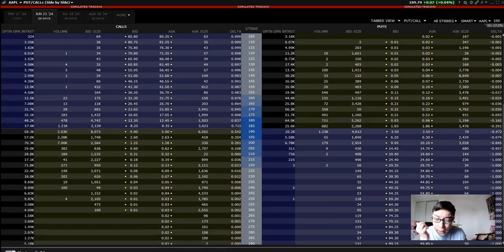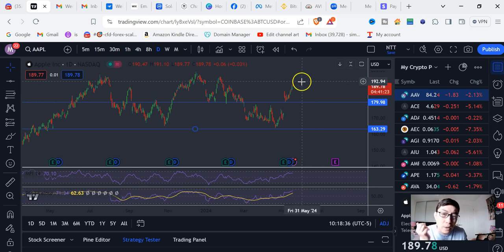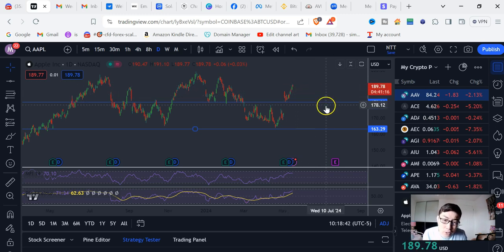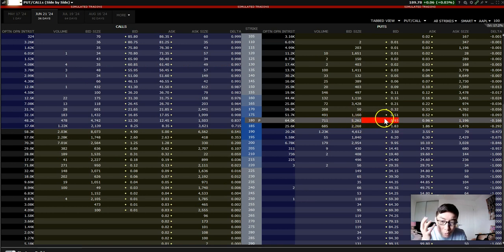So again, we go back and have a look at this. 180 put, probably worth it, because within the next month, as long as Apple doesn't drop below 180, it stays above it, and especially if it goes up quite quickly from here, we can pretty much close out the trade for a decent profit quite quickly. But if it does go down and wobble around, as long as it doesn't go below 180, we are going to keep that entire $93 premium, and that's the end of the trade.